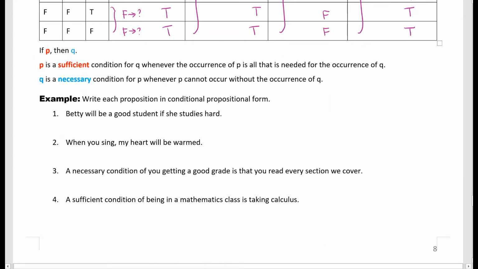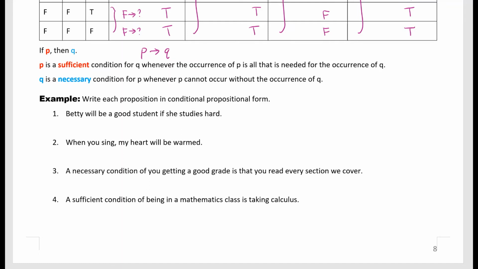Okay, so if P then Q, we say P is a sufficient condition for Q whenever the occurrence of P is all that is needed for the occurrence of Q. Okay, so P is the sufficient condition. Q is a necessary condition for P whenever P cannot occur without the occurrence of Q. So keep in mind, P implies Q. Then we say P is the sufficient condition and Q is the necessary condition.